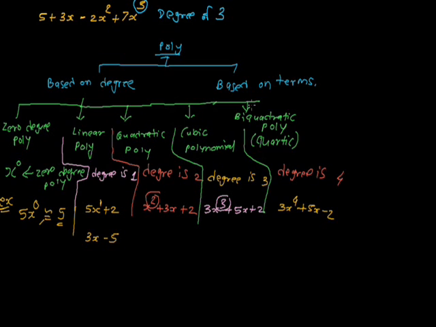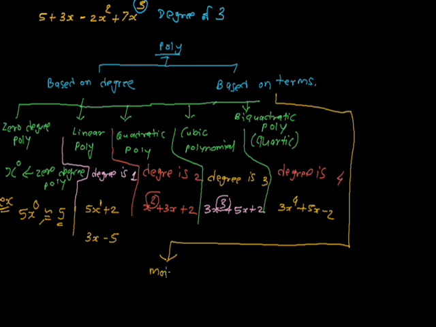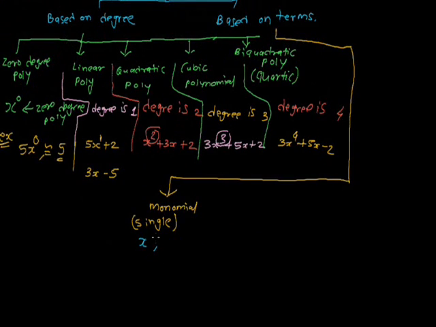Now the rest is classification based on the terms. First classification is monomial. What is the meaning of mono? Mono means single term, only one term. For example, x is a single term, 3x square is also an example of a monomial, or 5x cube is also a single term.